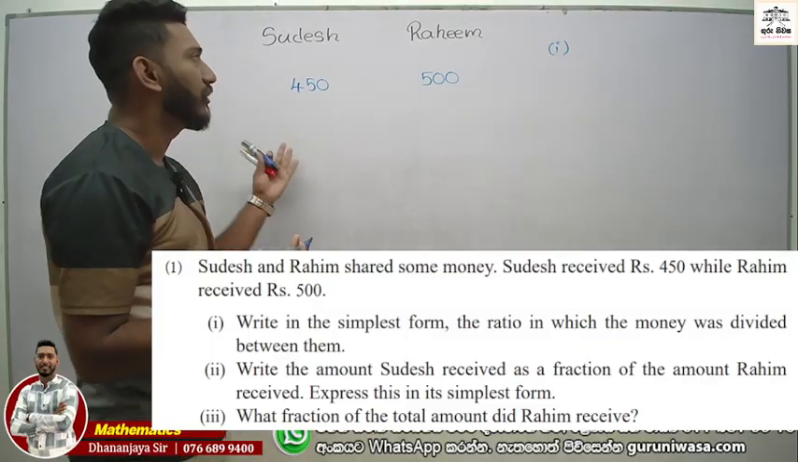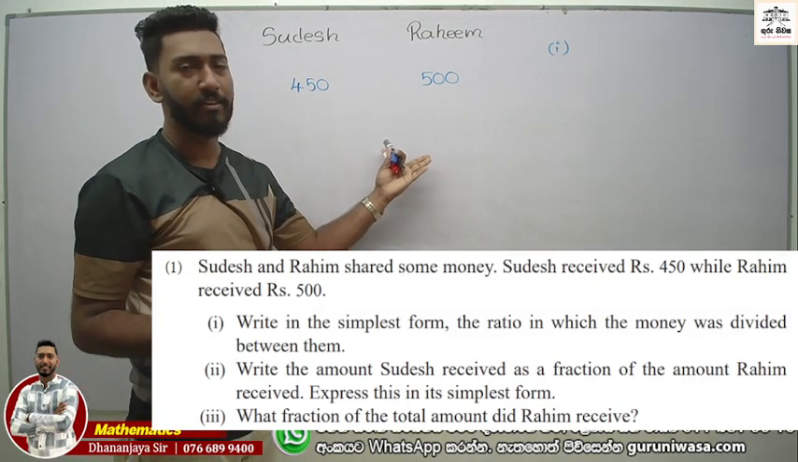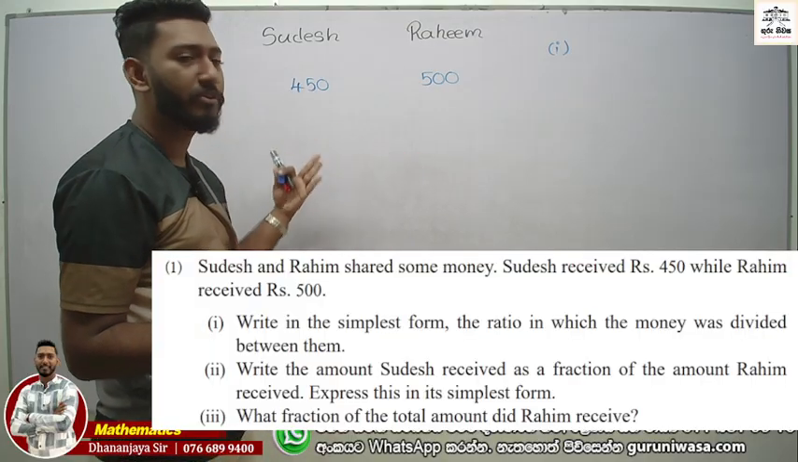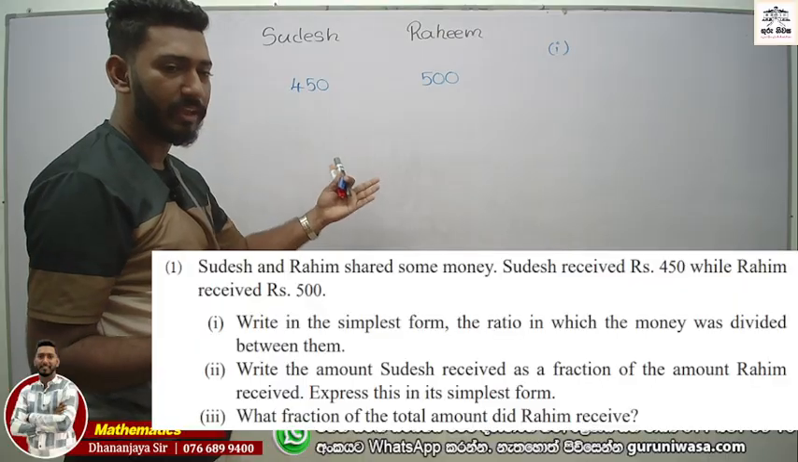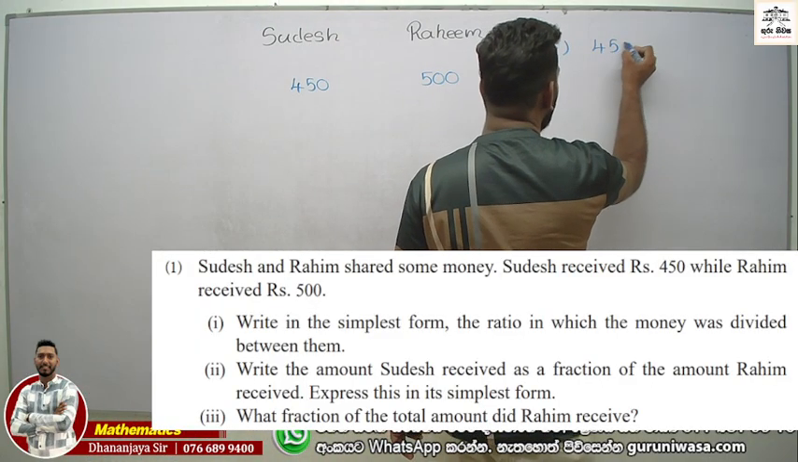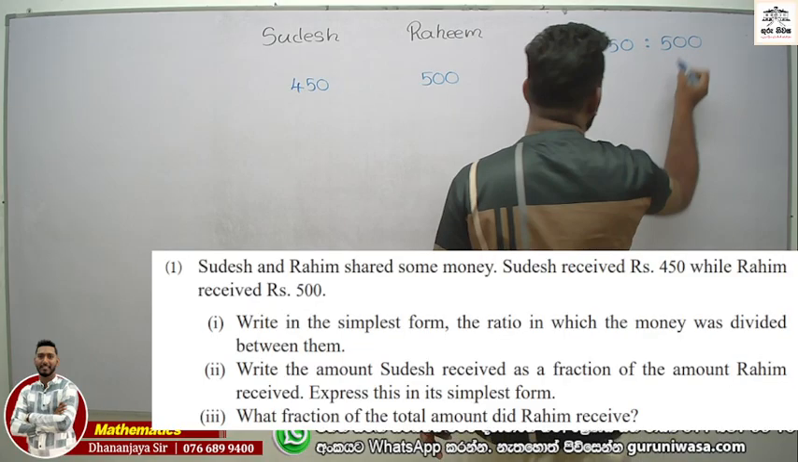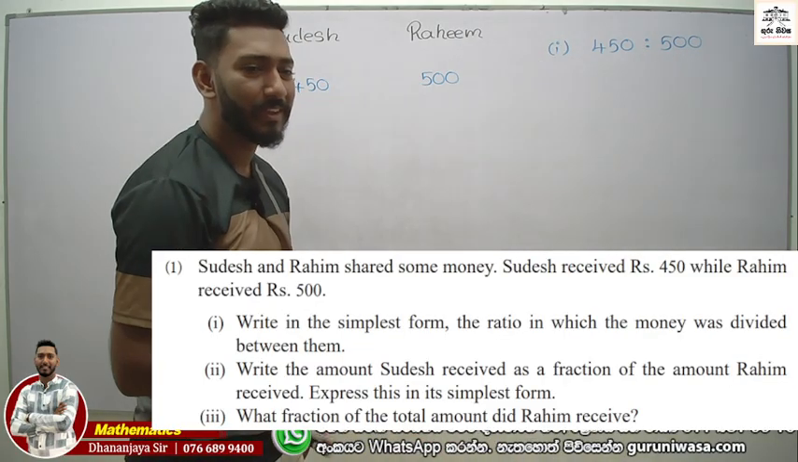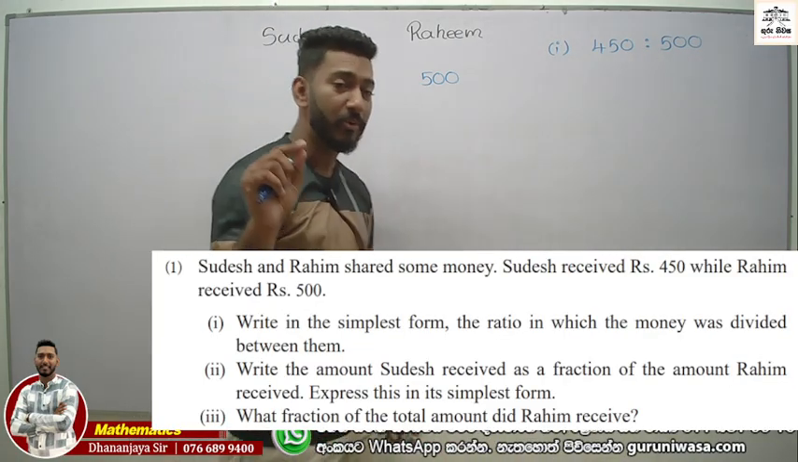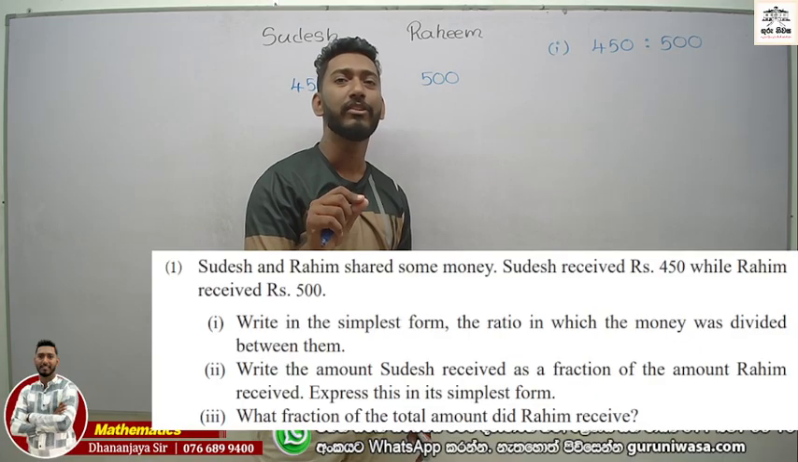Now listen, there are two things, right? 450 and 500 rupees. Now you know how to write Sudesh to Rahim. You can find the answer: 450 to 500 rupees. Understood? But the question asks us to write in the simplest form.